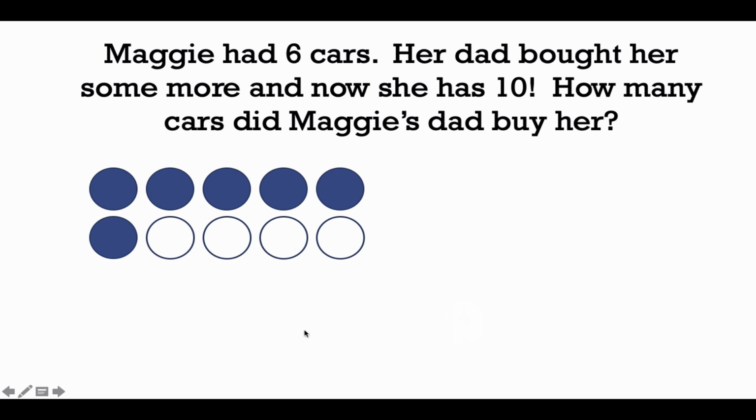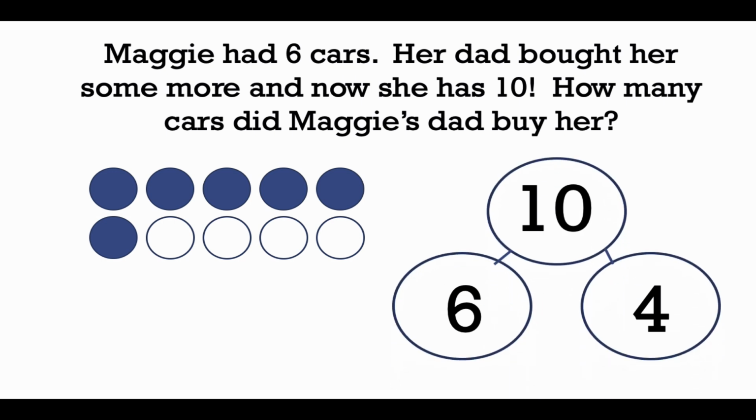Friends, if we started with 6 and then we added 4 more and we made 10, how would that fit in our number bond? What would our number bond look like? Which one's the whole amount? 6, 10, or 4? Yes, 10 is the whole amount. Excellent job. So 10 is how many she had once we put the parts together. 6 is what she began with, and then 4 is what her dad gave her.